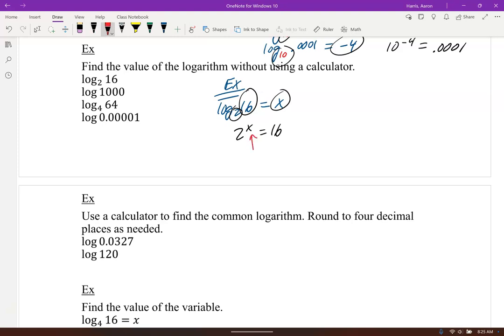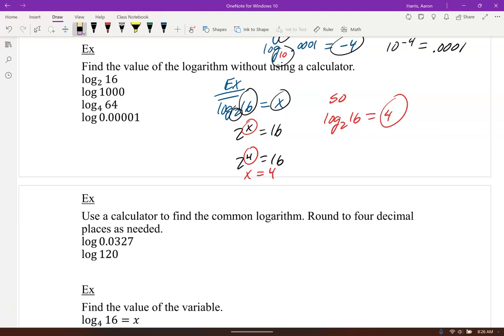Well, if x was 1, 2 to the 1 is not 16. Let's see, is x 2? 2 squared would be 4. That's not 16. 2 to the third is 8. How about 2 to the fourth? That's what it is. 2 to the fourth is 16. So x has got to be 4. So we just found x. Log base 2 of 16 must be 4. That's what x was, right? So log base 2 of 16 equals 4.